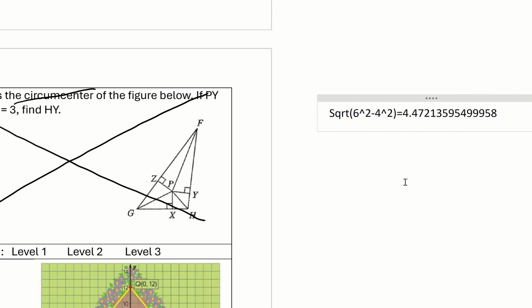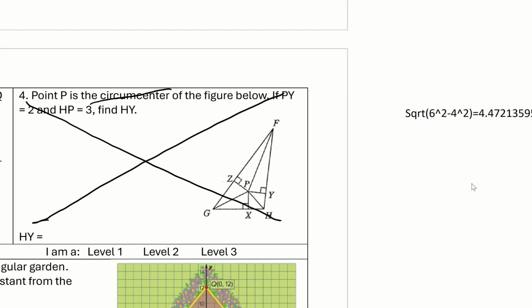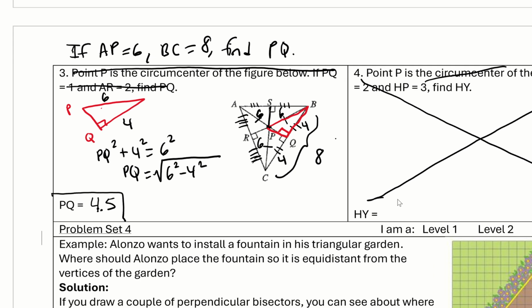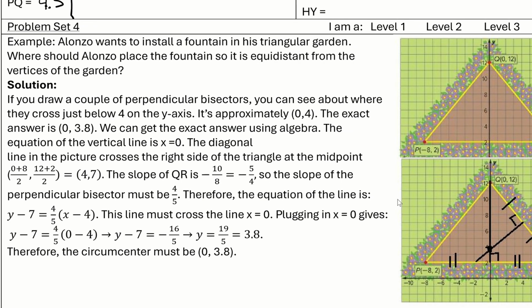Okay, so about 4.4. Actually about 4.5 because it's 4.47, right? Yeah, so I'm going to round that. And again, I can't cross out number 4 because that's not the correct type of problem that I wanted to introduce.